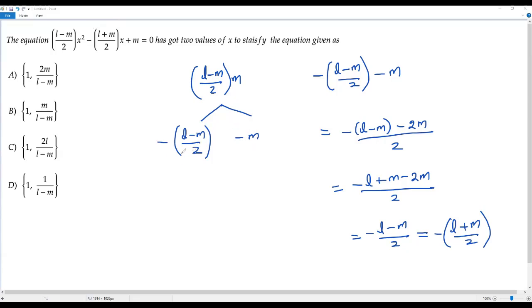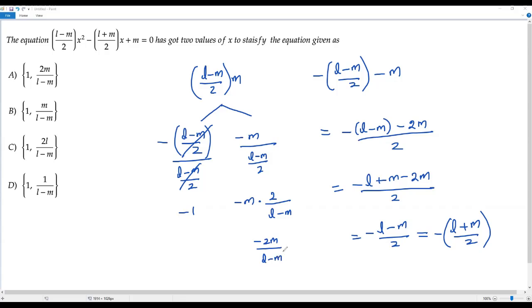Further, I have to divide these two factors by the coefficient of x squared, that is (L − m)/2. Let me divide the first one by (L − m)/2 and the second one by (L − m)/2. The first one, (L − m)/2 divided by (L − m)/2, will cancel, and I just get negative 1. For the second one, we do some simplification: we take negative m as it is, change the division to multiplication, and take the reciprocal of the fraction, which becomes 2 over (L − m). When I multiply negative m and 2, I get negative 2m divided by (L − m).